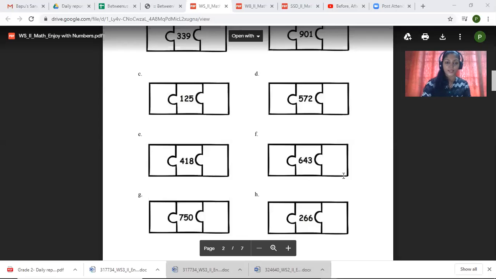Okay, so now we are going to solve a worksheet, where you have to write the before, between and after numbers. So shall we start? Okay, keep your pencil and book ready. All right, so you will write only the answer and then we will check whether you have written it properly or not. Here I'm going to share worksheet 2. Yes, I hope it's visible.